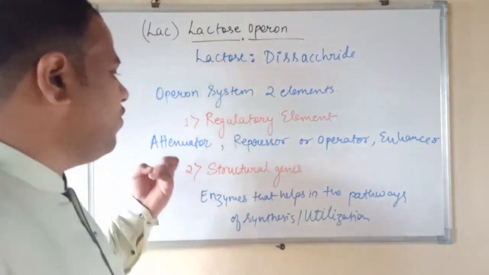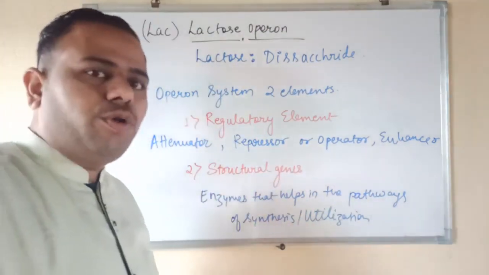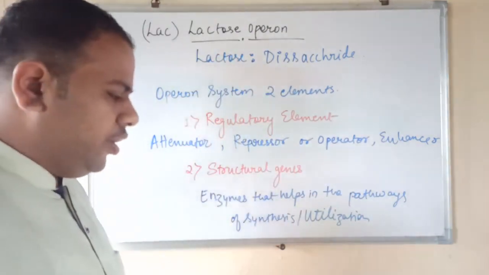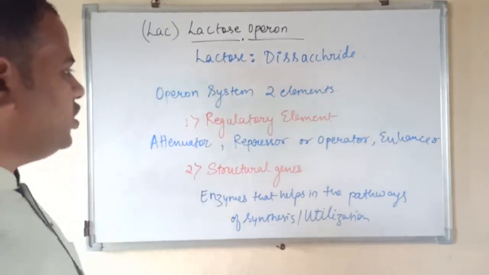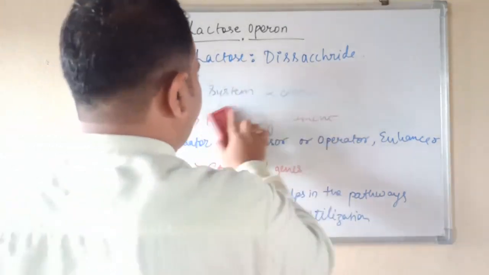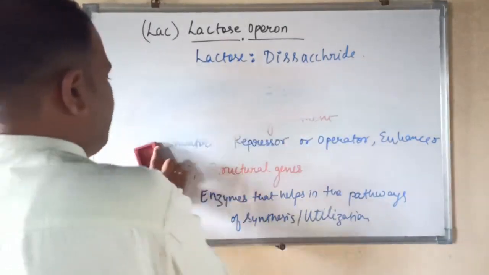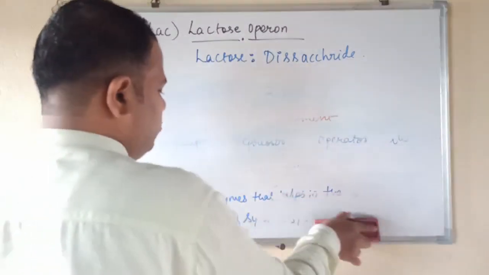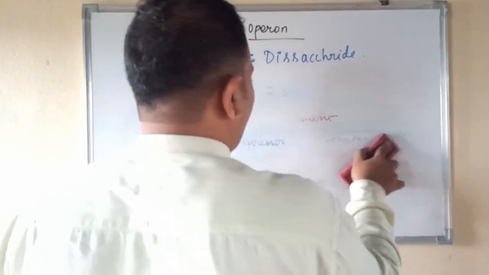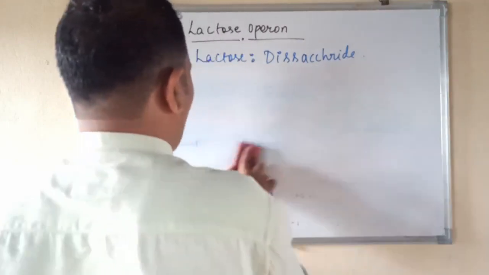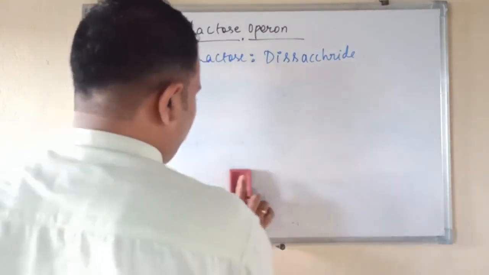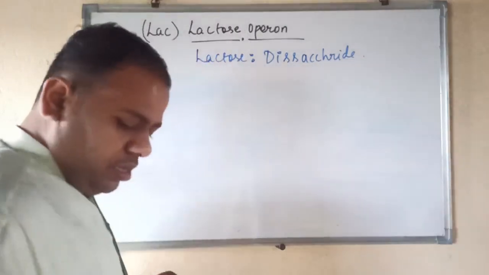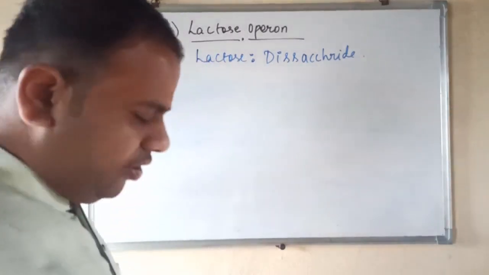In the case of Lac Operon, the structural genes produce the enzymes which help in utilization of lactose. So let's see the different genes that are present in Lac Operon, what is their function, and what are the products that the genes are going to form. Okay, so let's start. First the structural genes present in Lac Operon. There are regulatory genes also.